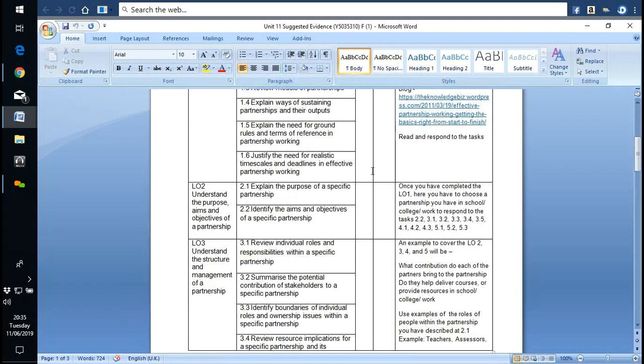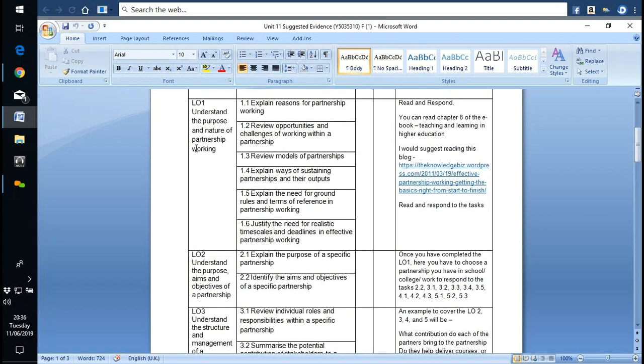So going back, I've just written it in here for clarity. Once you have completed LO1, you need to choose a partnership you have in school, college, or work, and respond to the tasks 2.2, 3.1, 3.3, right through to 5.3 about that partnership. Because nothing after LO1 is about anything else but that partnership. So aim to do LO1 first, Deepa.